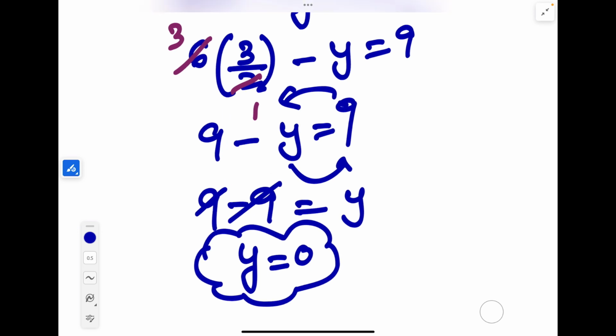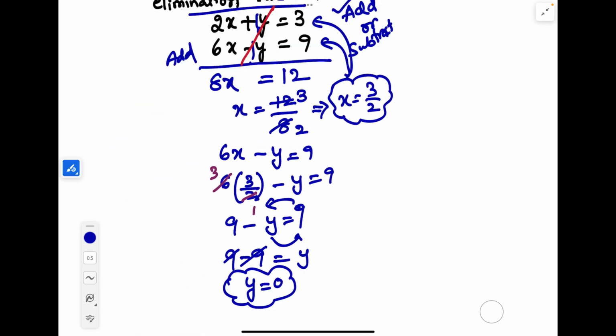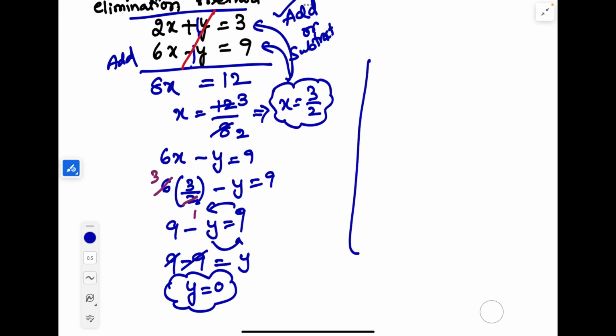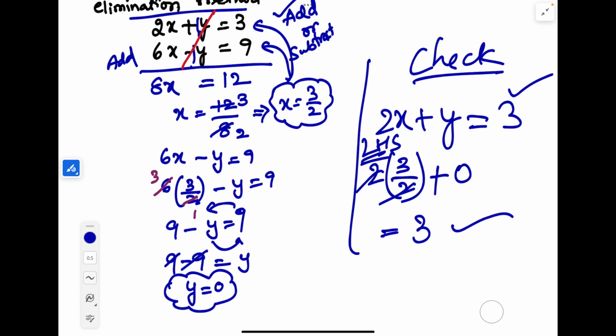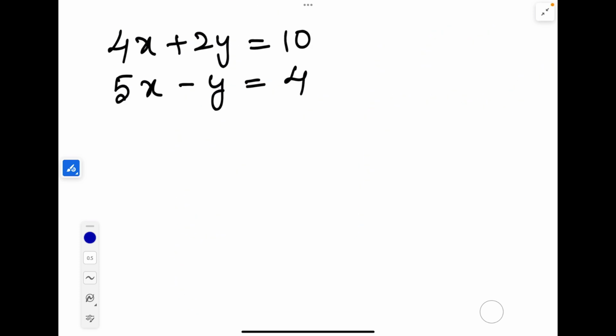Okay, this is how we can solve. We can even check our answer. Okay, let us check our answer. 2 times x value, which is 3 by 2. Let me take LHS. Our RHS is 3. Okay, plus y value is 0. So 3 plus 0 is 3. Hence verified. Now let us solve this sum using the elimination method.